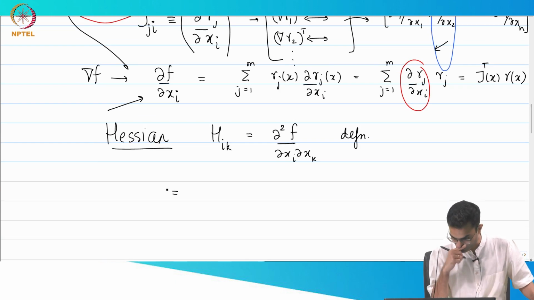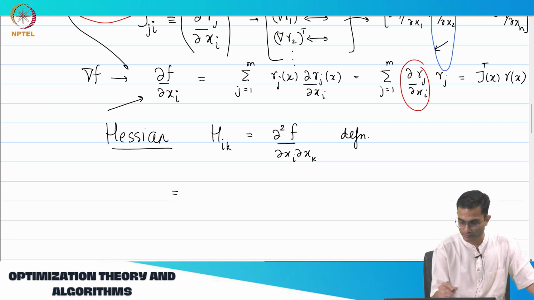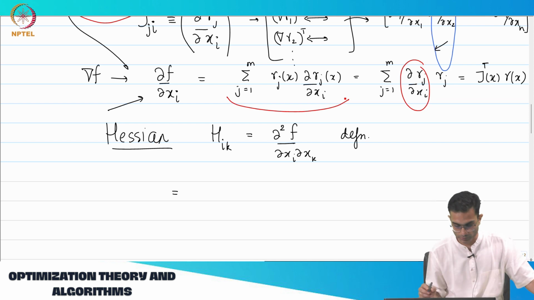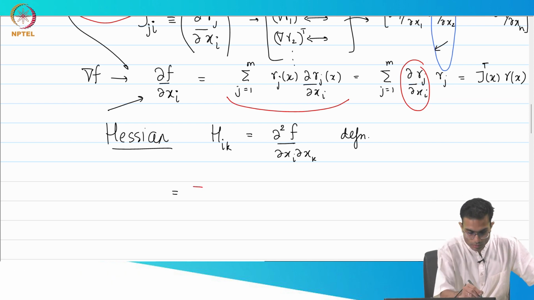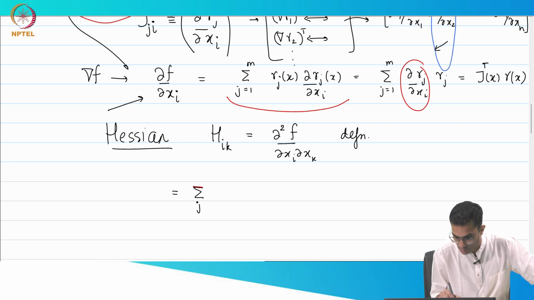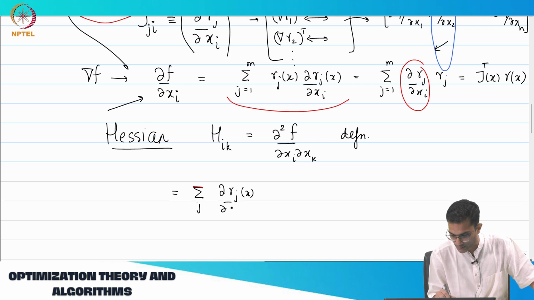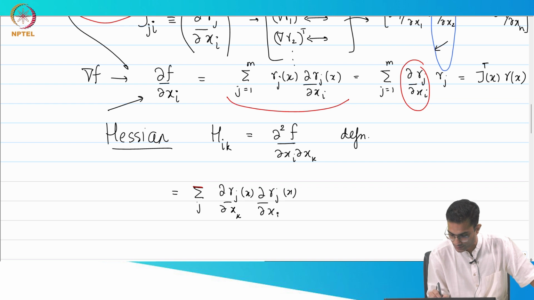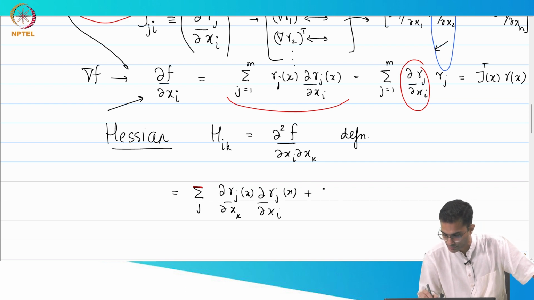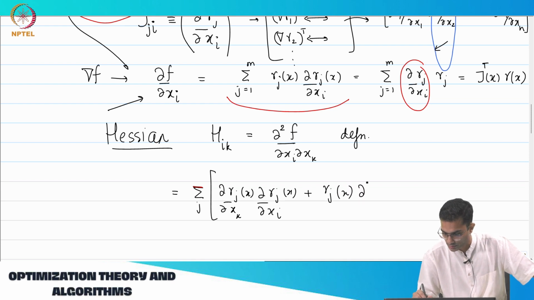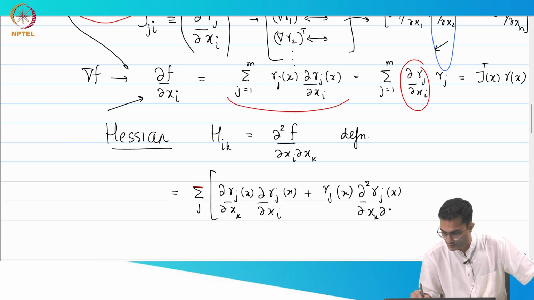So this is going to be equal to, so two terms over here. Let me underline it once again. This is what I'm looking at. I need to take the derivative with respect to x_k. The summation over j will remain. So dr_j(x)/dx_k times dr_j(x)/dx_i, first term is as it is, and then the second term becomes r_j(x) times d²r_j(x)/dx_k dx_i.